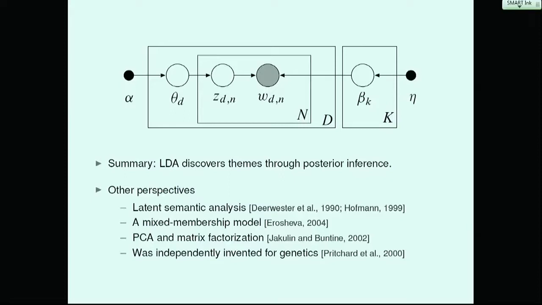This really builds on the seminal work of latent semantic analysis from the 80s and early 90s. Like I mentioned, in statistics this is called a mixed membership model, and some of those pictures I showed you in the beginning, like of the social network and the genetics, those are mixed membership models applied to other types of data. LDA has close connections to probabilistic PCA and matrix factorization. There's a nice paper by Jacqueline and Buntin about that. And I already mentioned that it was invented for genetics. This is the famous Pritchard, Stephens, and Donnelly paper.